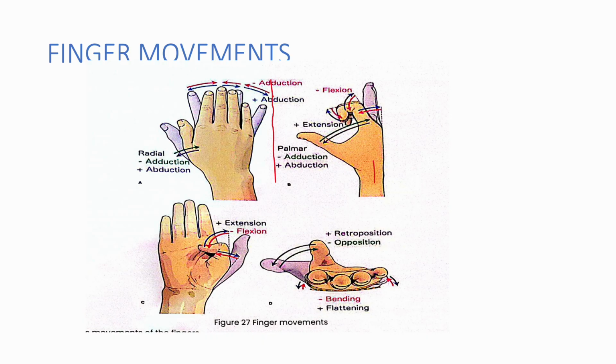You open. Opening is abduction. Closing is adduction, bringing together is adduction. Taking away from each other is abduction. Flexion and extension, of course: you can flex the digits, and of course you can extend, just reducing the angle between the joints. Palmar adduction, it's the same story.